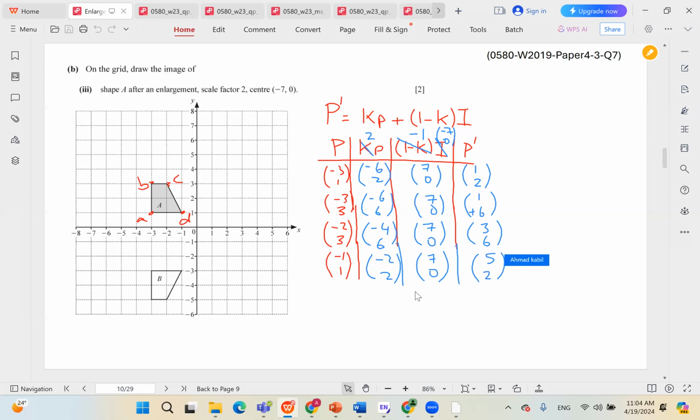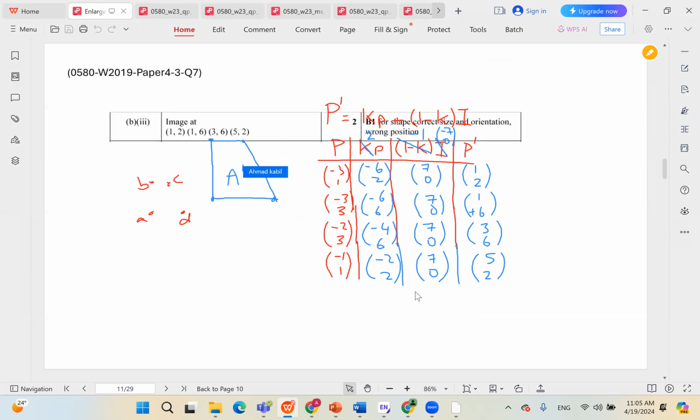So let's just plot these points. We have 1, 2, which is here. And then we have 5, 2 here. And we have 1, 6. And we have 3, 6. Now we can join them together, and we get A dash. Let's check the marking scheme. So 1, 2, 1, 6, 3, 6, and 5, 2 are the correct answers here.